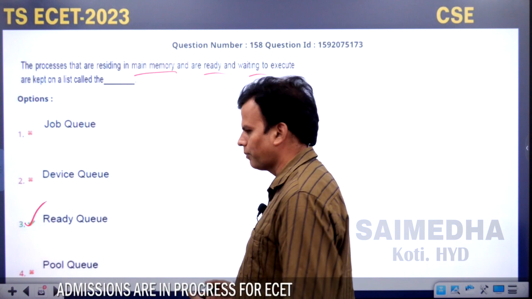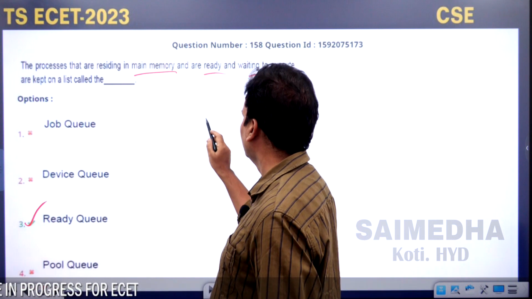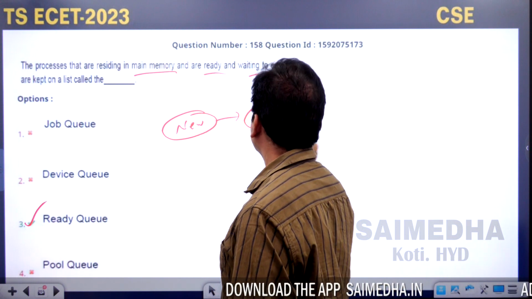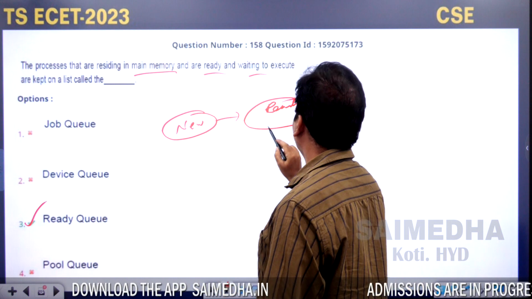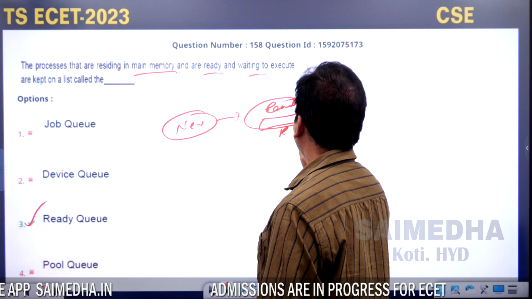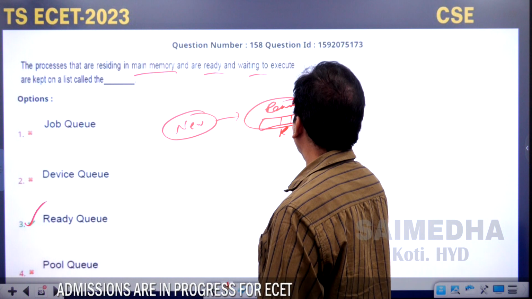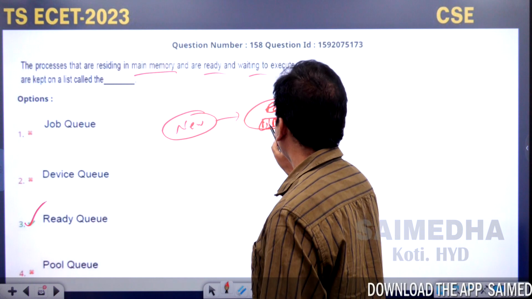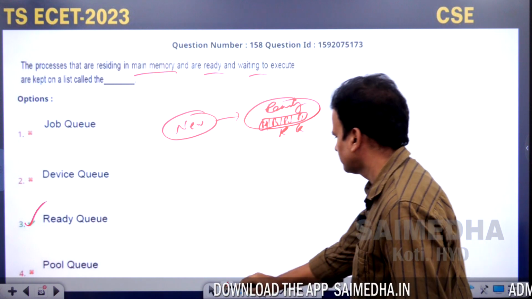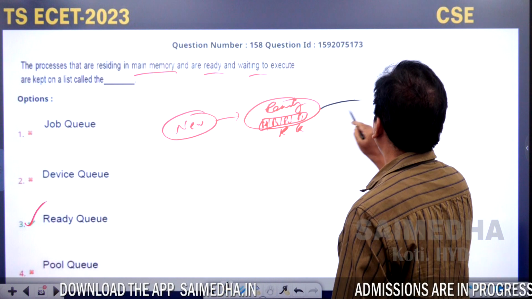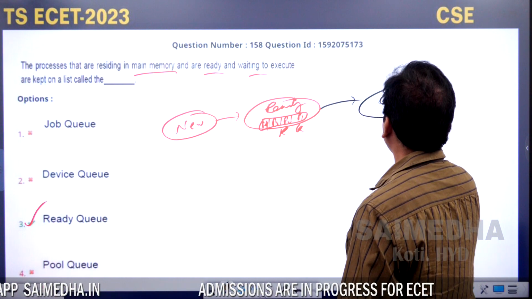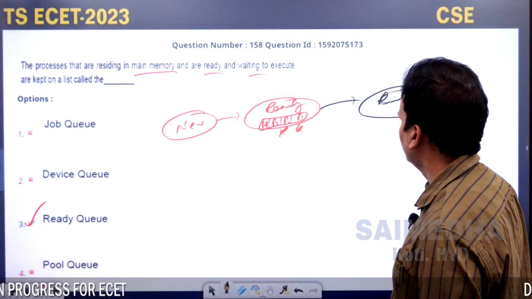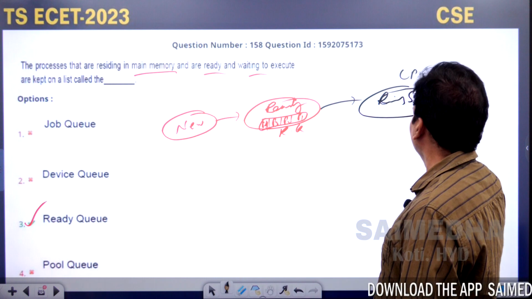It is best to take a process transition diagram to understand this one. So I am taking this. This is the new state, this is the ready state. In this ready state, I am maintaining the ready queue. Suppose that we brought a few processes from hard disk and kept them inside main memory, like processes P1, P2, P3 and P4. And here the CPU is there, that is also called the running state. This is the running state, we know this. So now this is the CPU.